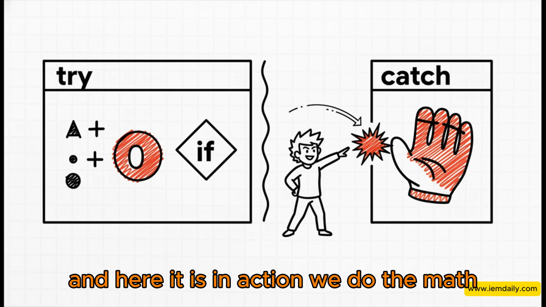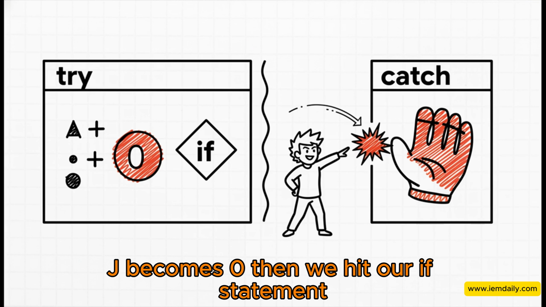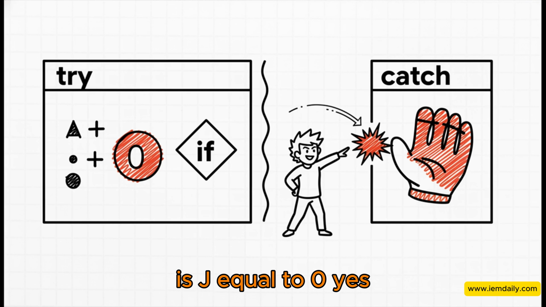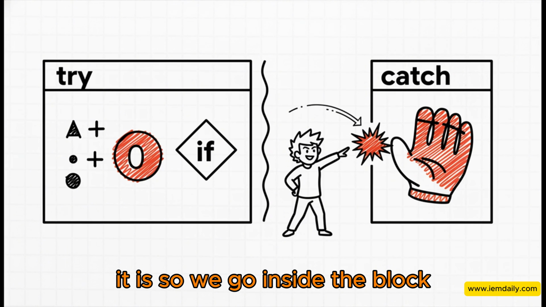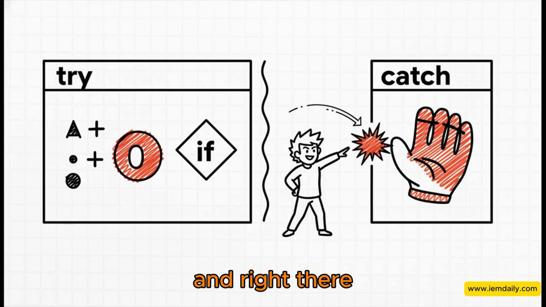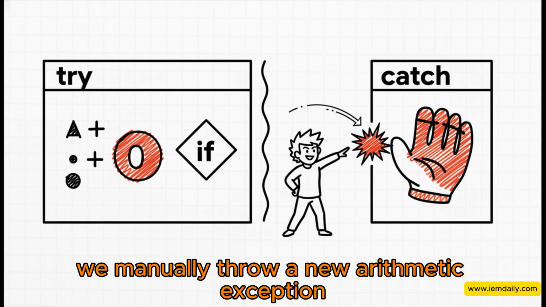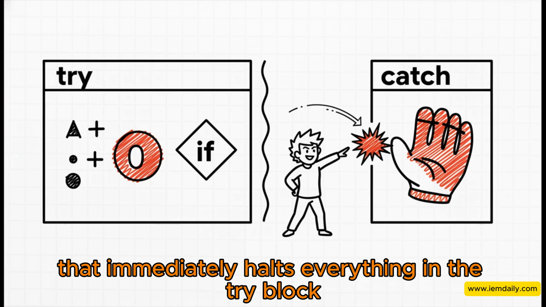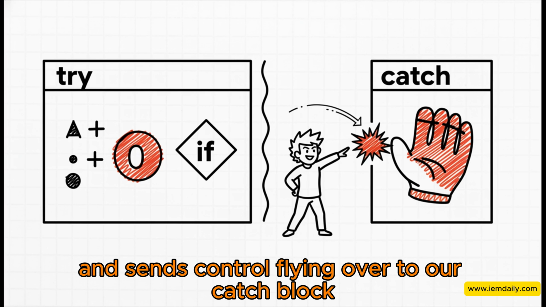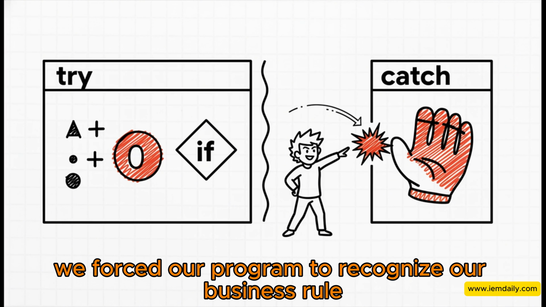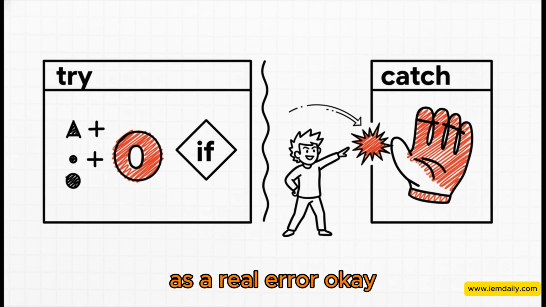We do the math, j becomes 0. Then we hit our if statement. Is j equal to 0? Yes, it is. So we go inside the block, and right there we manually throw a new arithmetic exception. That immediately halts everything in the try block and sends control flying over to our catch block. Just like that, we forced our program to recognize our business rule as a real error.